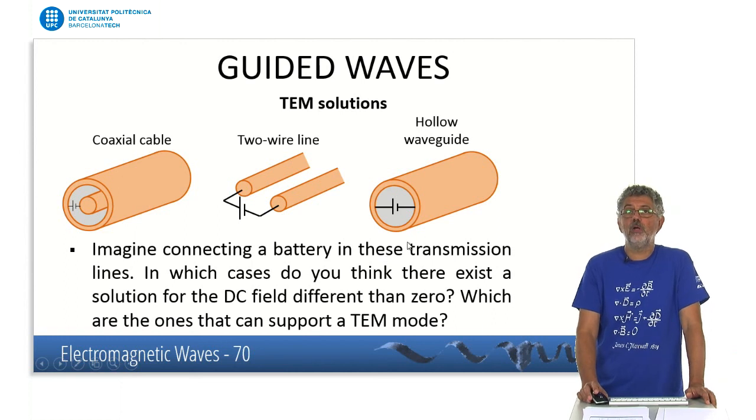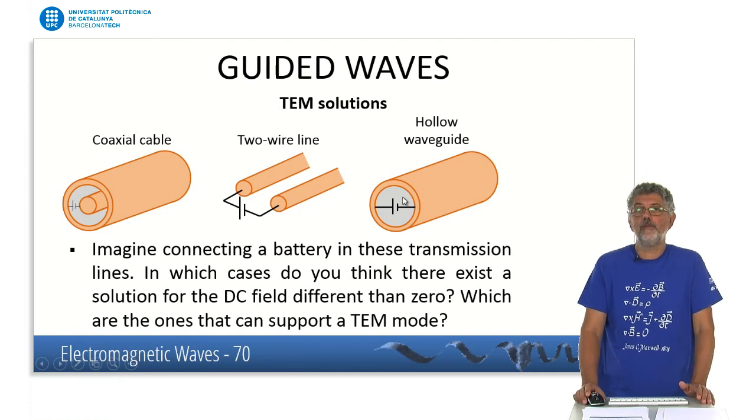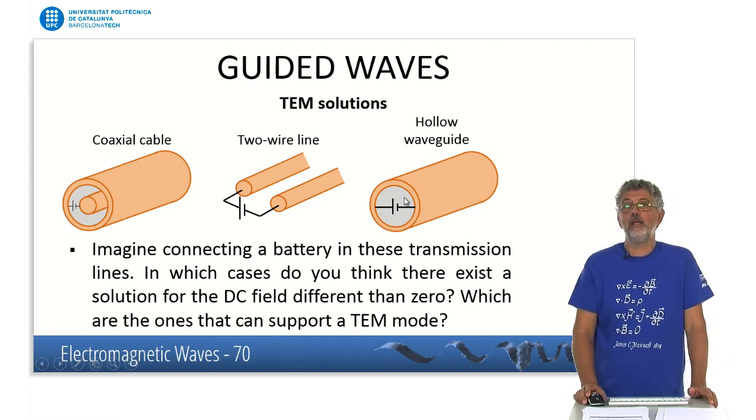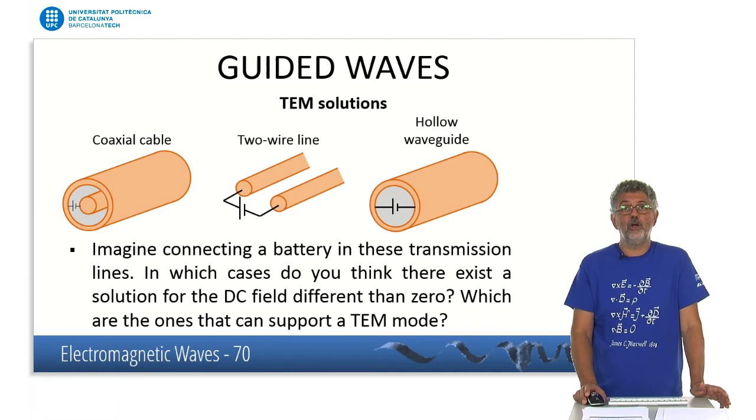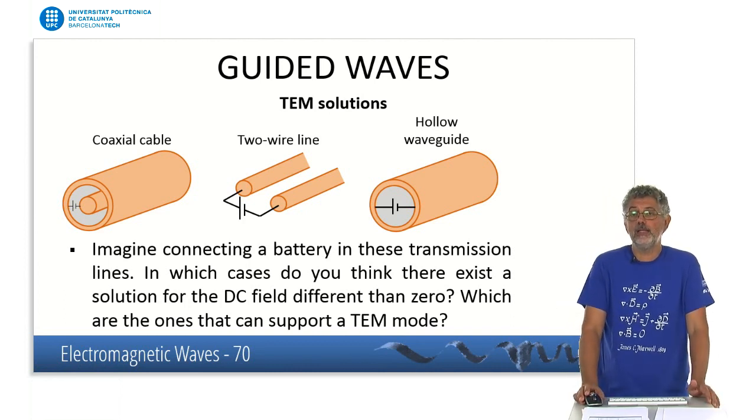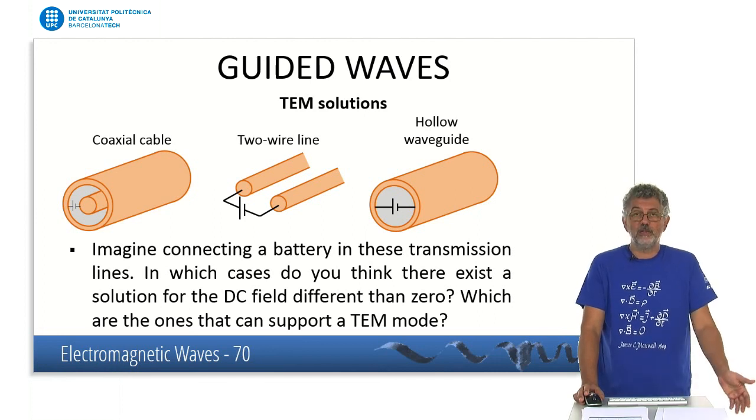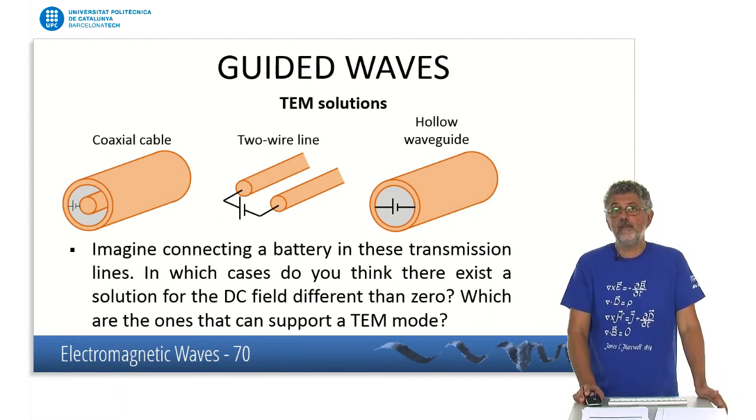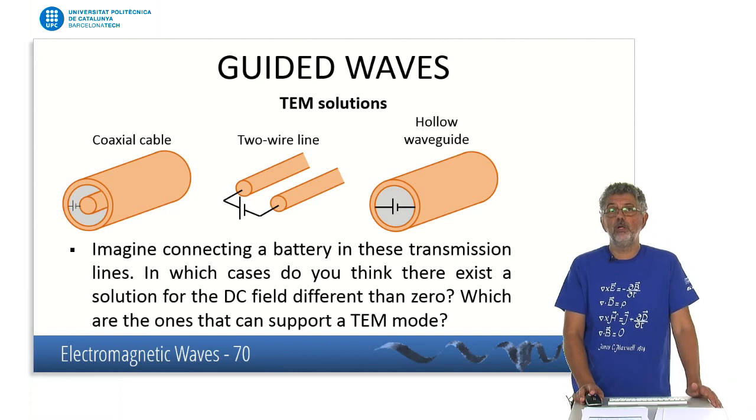And what happens with a hollow waveguide? Well, I can see that if I put a battery here, actually what I'm doing is short-circuiting, and the DC field inside this hollow waveguide will be 0. So it doesn't have any other solution than being 0. It only has a trivial solution. That means that this hollow waveguide cannot support a TM mode. It has other solutions. It can propagate TM or TE modes, but not a TEM mode.